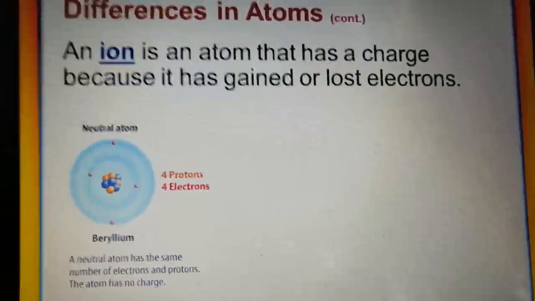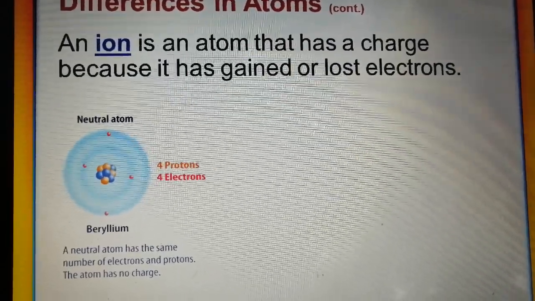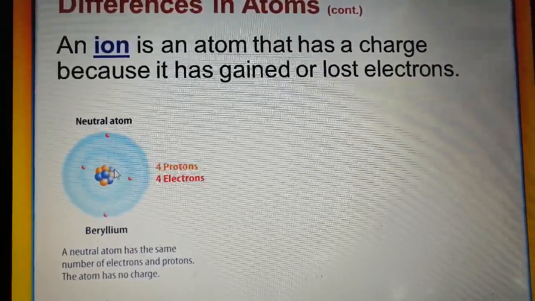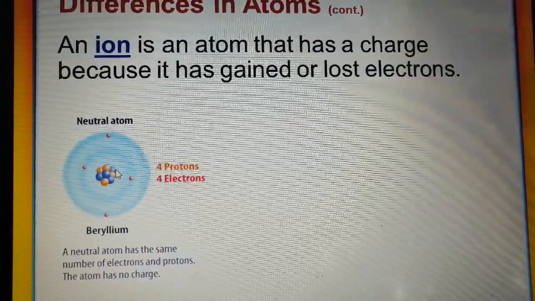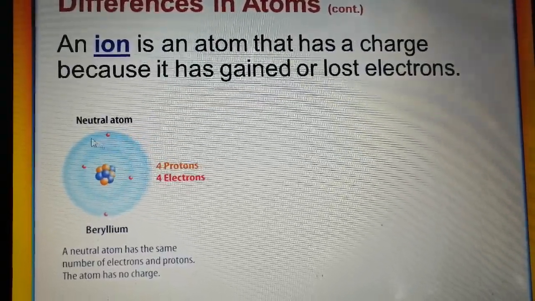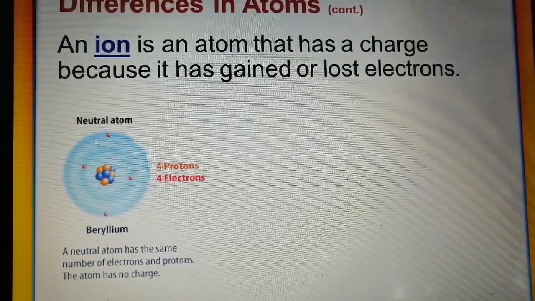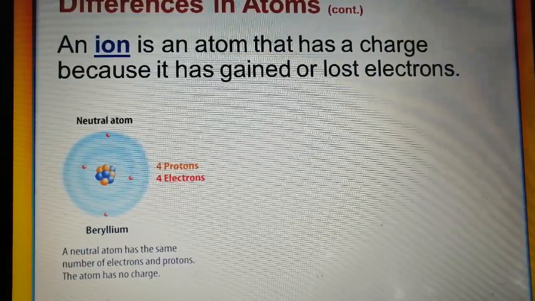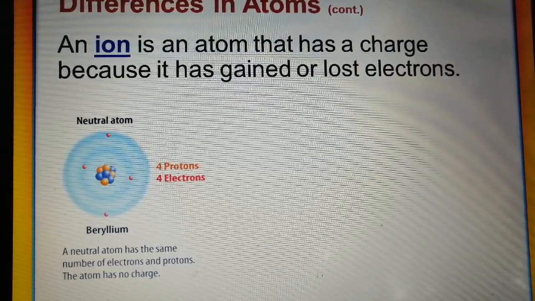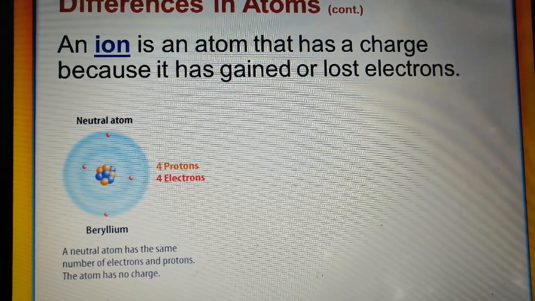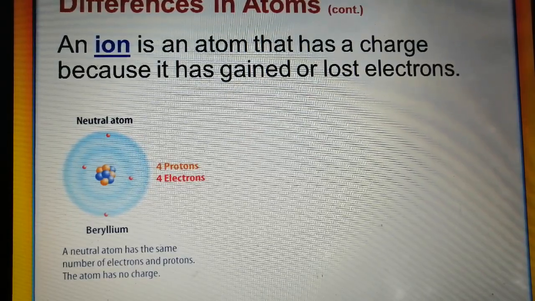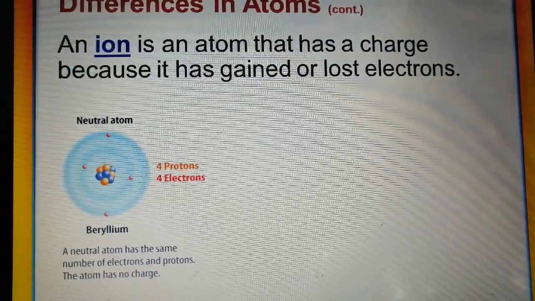Look here, this is called a neutral atom. Neutral atom means what? It has 4 protons and 4 electrons. So this atom has the same number of protons and electrons. 4 protons mean 4 positive charges and 4 electrons mean 4 negative charges. So this is called a neutral atom.